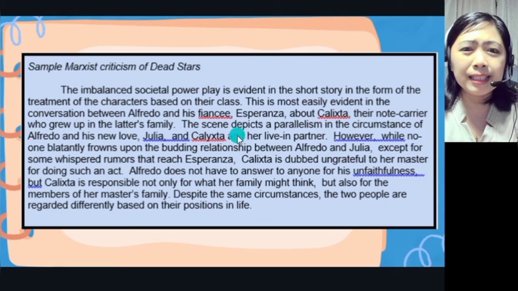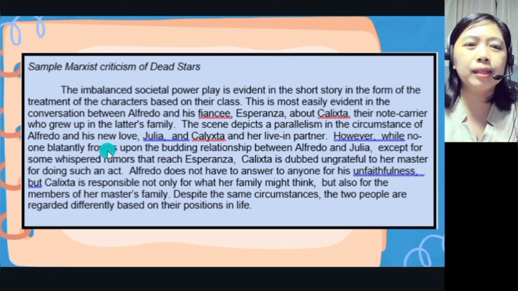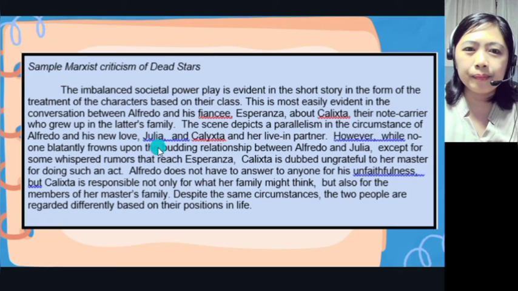The scene depicts a parallelism in the circumstance of Alfredo and his new love, Julia, and Calixta and her live-in partner. However, while no one blatantly frowns upon the budding relationship between Alfredo and Julia, except for some whispered rumors that reach Esperanza, Calixta is dubbed ungrateful to her master for doing such an act.